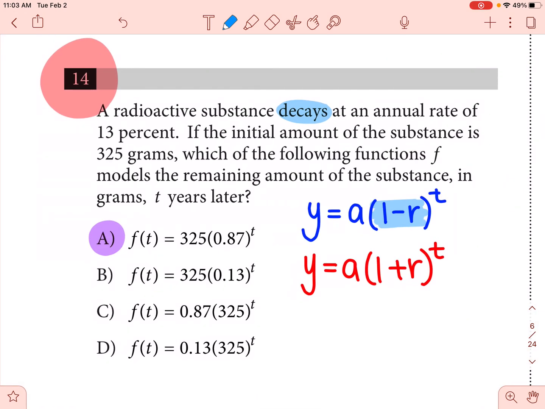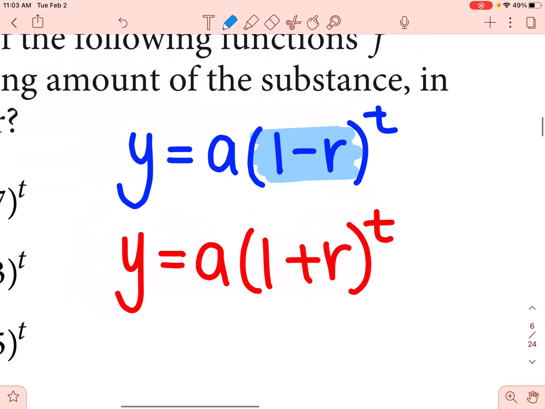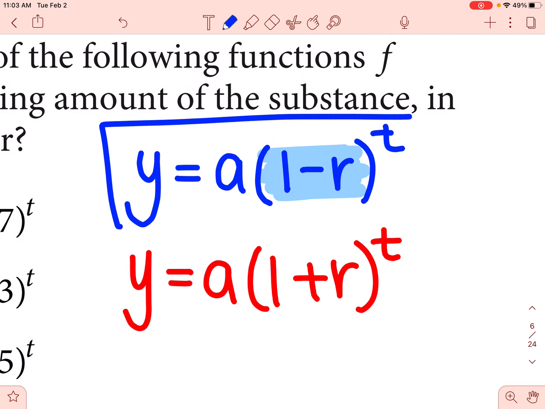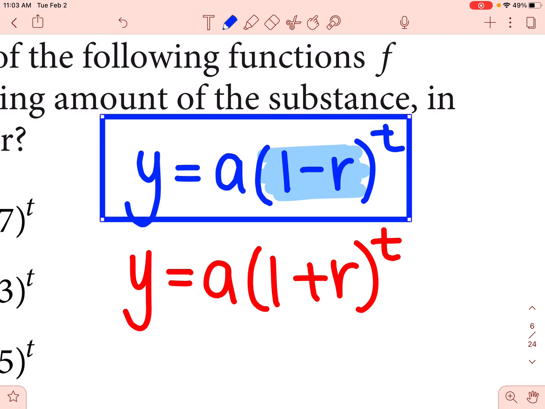So, okay, this next problem says it's a radioactive substance that's decaying, okay, that gives you the rate of 13%. If the initial amount is 325, then which of the following functions can model this? Okay, so that was my chair moving. Here's the deal. I wrote down two equations here. The one that I want is the blue one because we're talking about decay. This is a general formula. It's good to know it for the SAT.